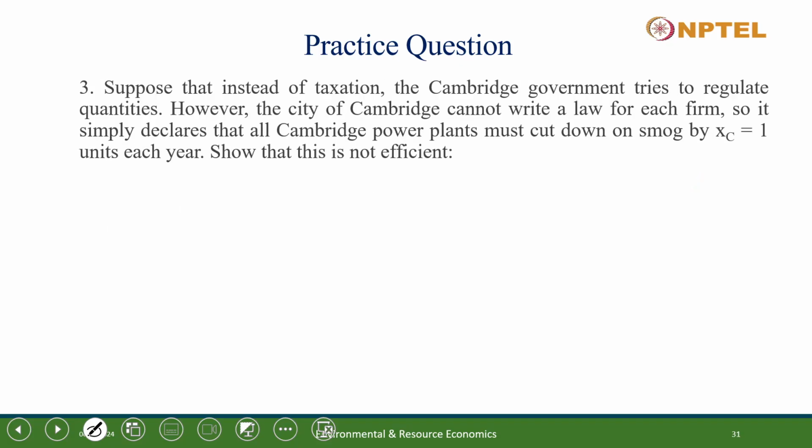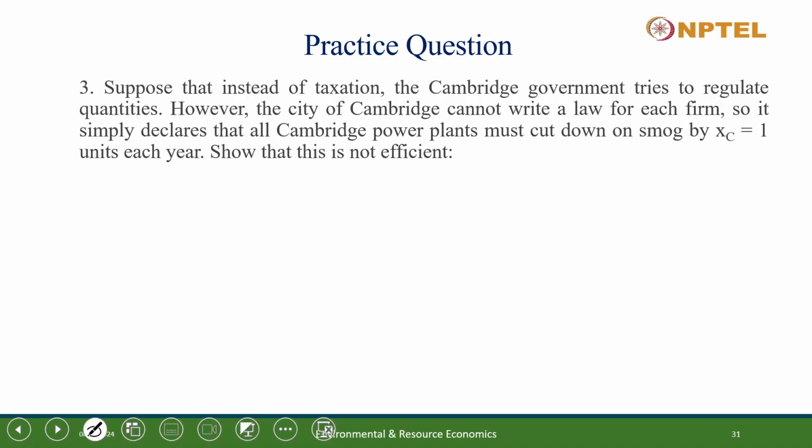Now let's say that in the next part, suppose instead of taxation, the Cambridge government tries to regulate quantities. However, the city of Cambridge cannot write a law for each firm, so it simply declares the Cambridge plant must cut down smoke XC equals 1 unit each year. So we have to show that this system is ineffective, right?